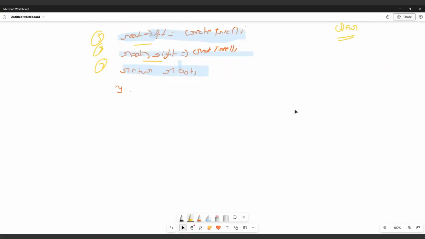So what we have done till now is we have declared a class TreeNode. In this we have data, we have left and right pointers, and we declared a constructor. In this constructor, data is set to value, and left and right are set to null.